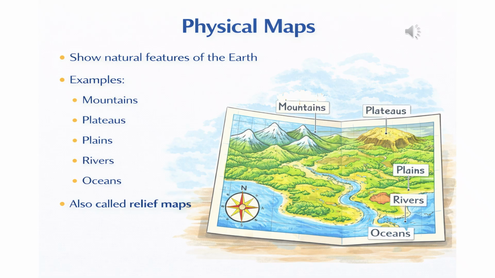Physical maps show the natural features of the Earth. Natural features are things made by nature, not by humans. Examples include mountains, plateaus, plains, rivers, and oceans. These maps are also called relief maps because they show the shape of the land.